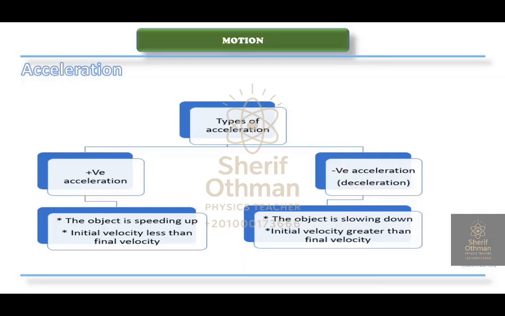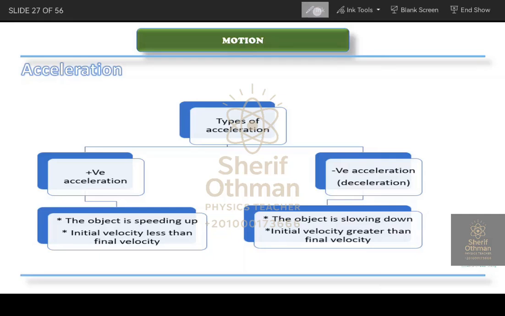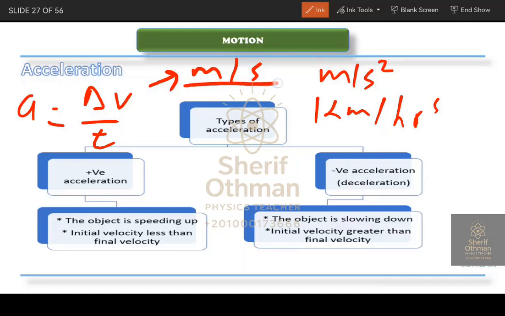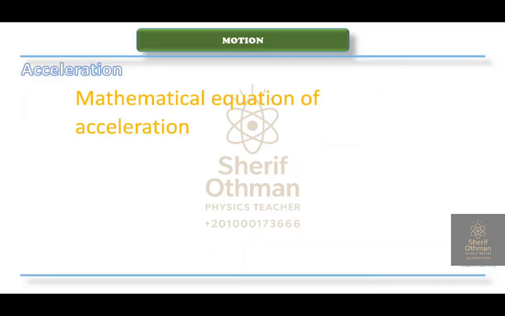The measuring unit of acceleration, guys, is meter per second squared or kilometer per hour squared. How did we find this unit, guys? We said acceleration is the change in velocity over time. So the velocity is measured by meter per second or kilometer per hour, and time is measured by second. So the final unit will be meter per second squared.